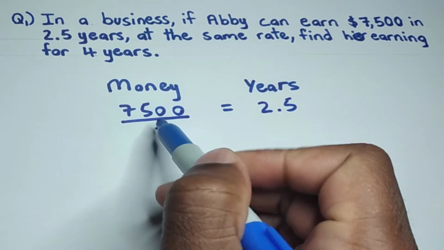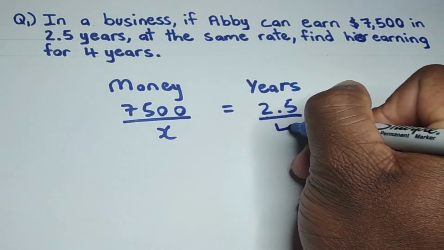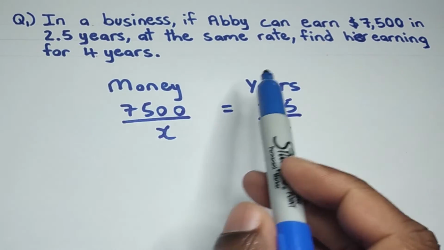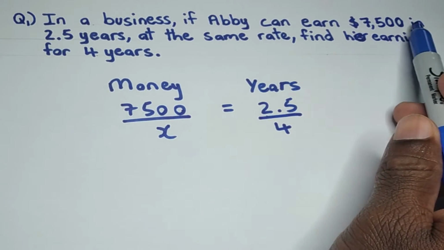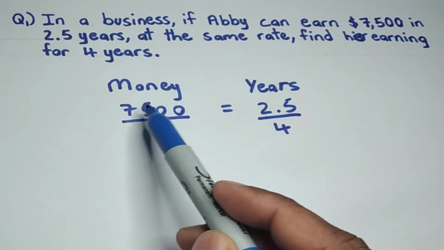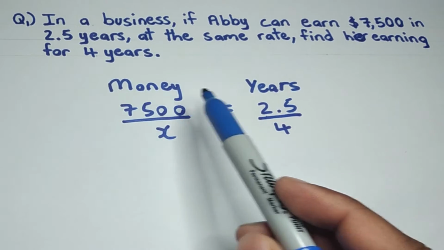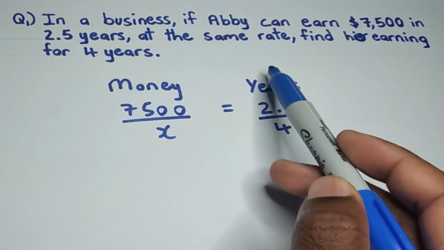We don't know her earnings for 4 years. All right, so notice how I set this thing up. So she'll earn $7,500 in 2.5 years. All right, so I put the dollars underneath the whole money variable right here. Put the years underneath the years variable.